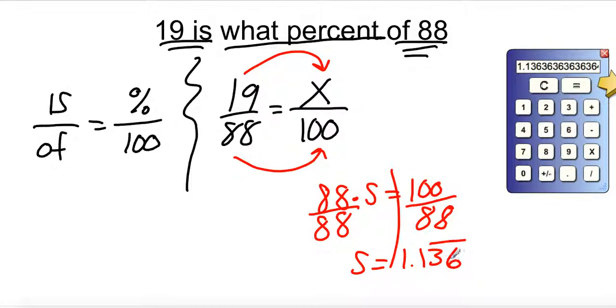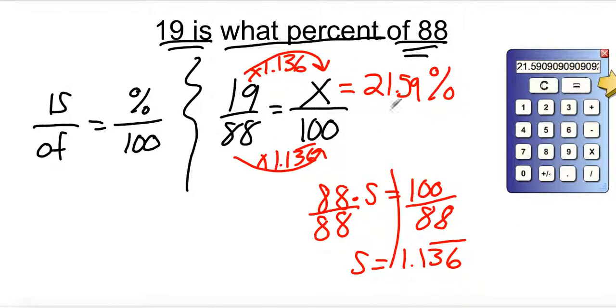So now what I'm going to do is multiply both top and bottom by this scale factor. Now, the trick is, on your calculator, you want to make sure that you directly multiply this number by 19, or else you might get something that's a little bit off. So I'm going to multiply this number by 19, and that's going to give me, I'm going to round this one, that x is equal to 21.59%. All right, this one I can round.